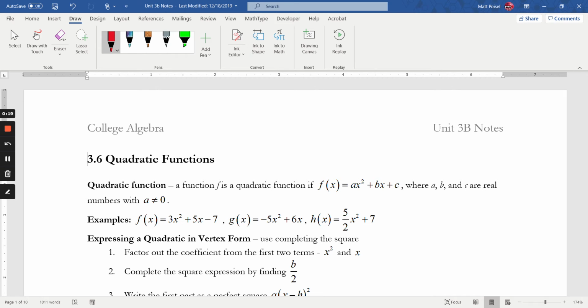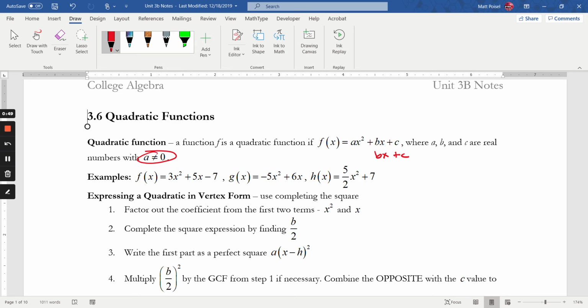A quadratic function is just a function in the form ax squared plus bx plus c, where a, b, and c are real numbers. And the big thing here is a can't be 0. Basically, the reason a can't be 0 is because if we had 0x squared, then that is gone. And then our function is just bx plus c, and that's just a linear function.